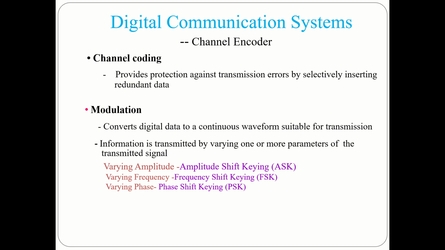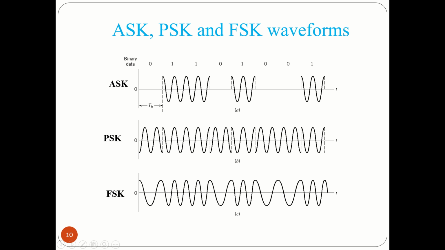And modulation, as we all know, uses both the message signal as well as the carrier signal, which has a high frequency compared to the message signal, to make it a suitable form for transmission. Here we have different types of modulation schemes: ASK, FSK, and PSK. Say for example, this is the binary data: 0110101.